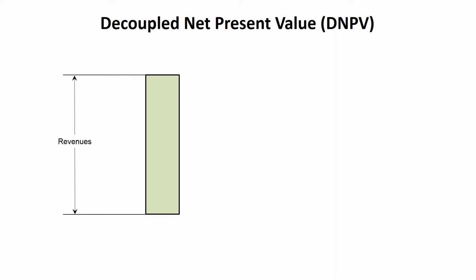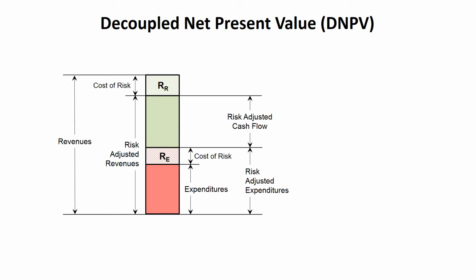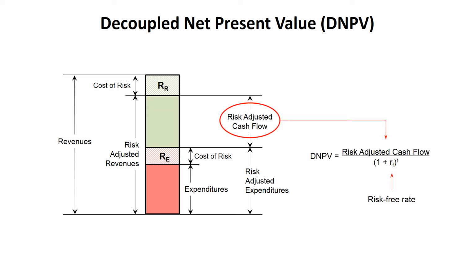This is where DNPV comes in. Let's look at revenues first. DNPV works by defining the downside risk of earning lower than expected revenues and assigning this risk as a cost. Similarly, DNPV defines the downside risk of expenditures being higher than expected and assigns this as a cost. As all investment risks have now been assigned as costs and used to adjust the cash flow from the investment, we can now discount for the time value of money using the risk-free rate.